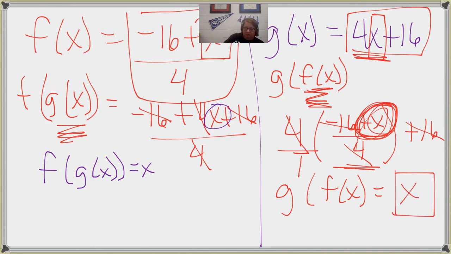So are these two functions inverses? Yes, they are. How do we know? Because we plugged g into f, and we plugged f into g, and everything canceled but the x.